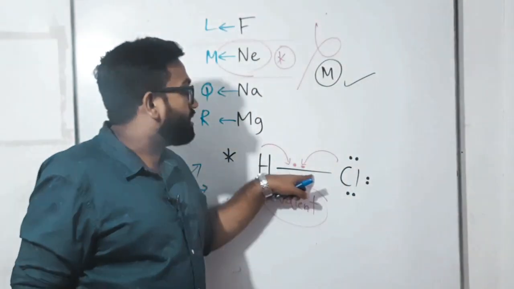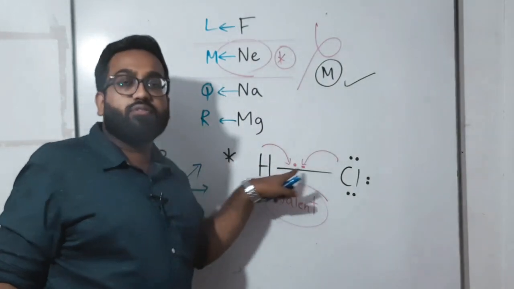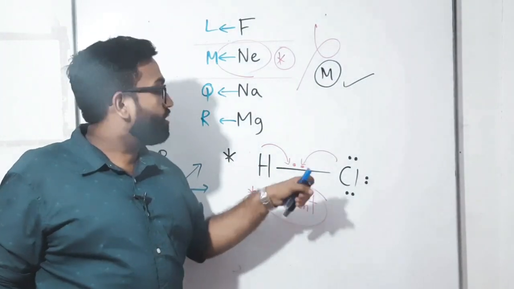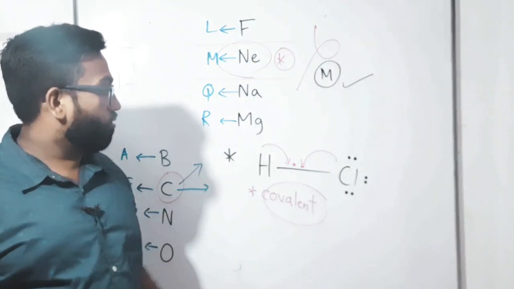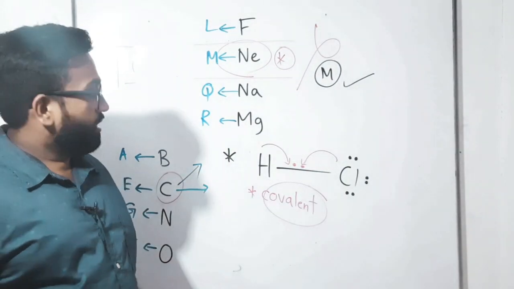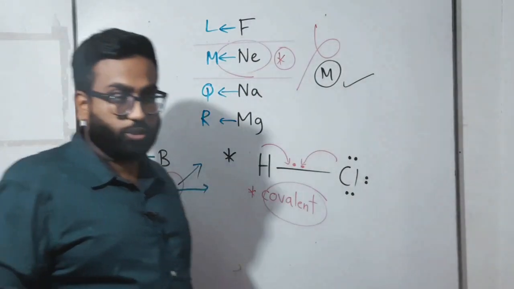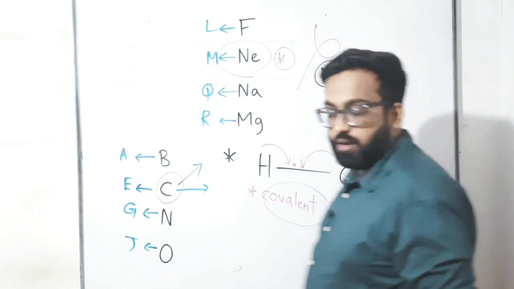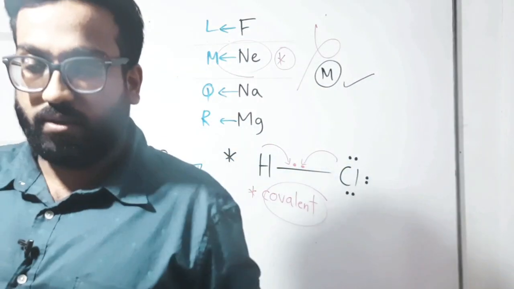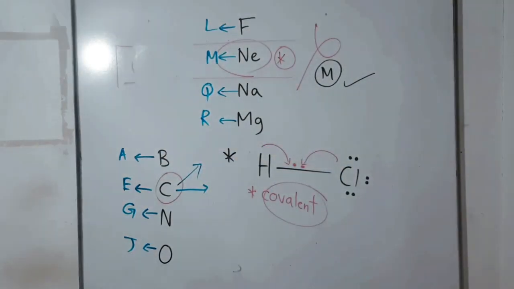So you can see here between hydrogen and chlorine a single bond is present, right? A single bond between hydrogen and chlorine. This is a covalent bond. In this kind of situation, now you can see here the higher amount of electrons are present with whom? With hydrogen or with chlorine?